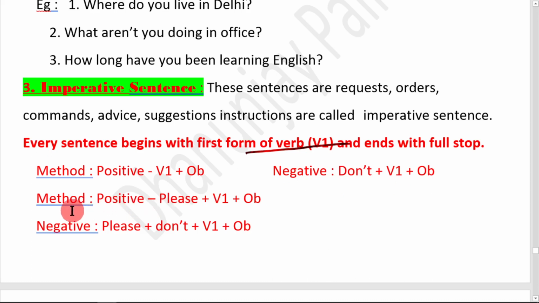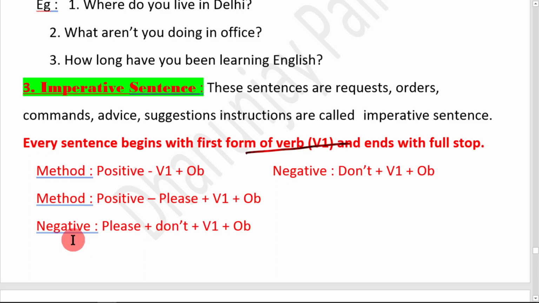Afterwards, if you want to request anybody, the request imperative sentence formula, positive sentence formula, is please plus V1 plus object. For example, please learn English language. Here please, learn is V1, and English language is the object.